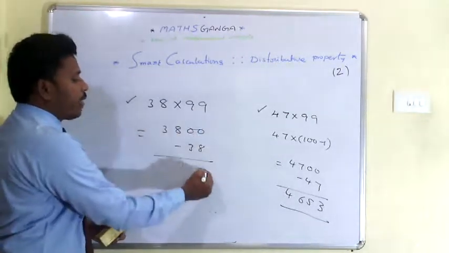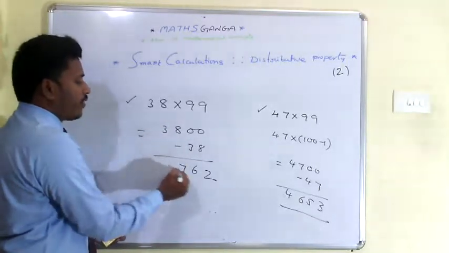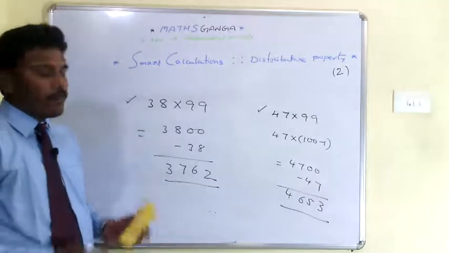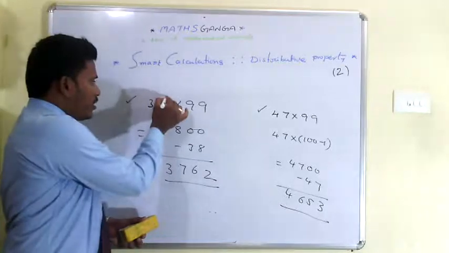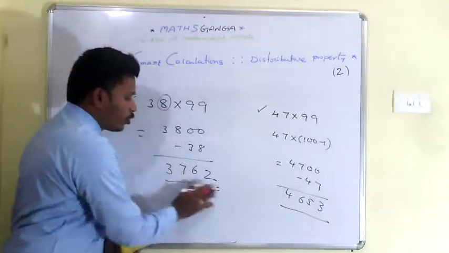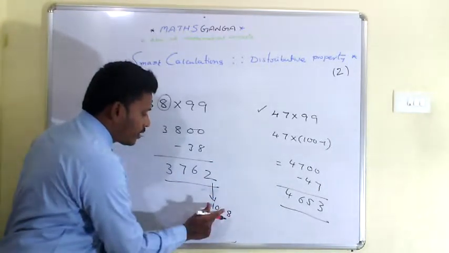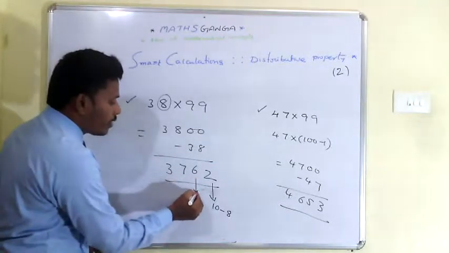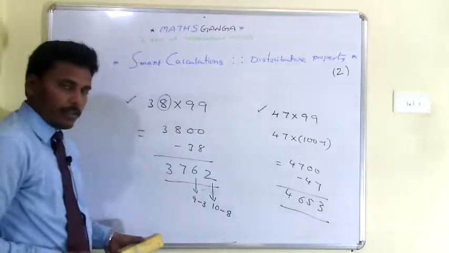The result is 10 minus 8 is 2, 9 minus 3 is 6, and then this is 7, this is 3. 3762 is our answer. For this type of problem, the direct observation is this: this is 8, so 10 minus 8 is 2. How does this 2 happen? This 2 is nothing but 10 minus 8. And for the next number, how does this 3 happen? This 3 is 9 minus 3. This 6 is 9 minus 3.